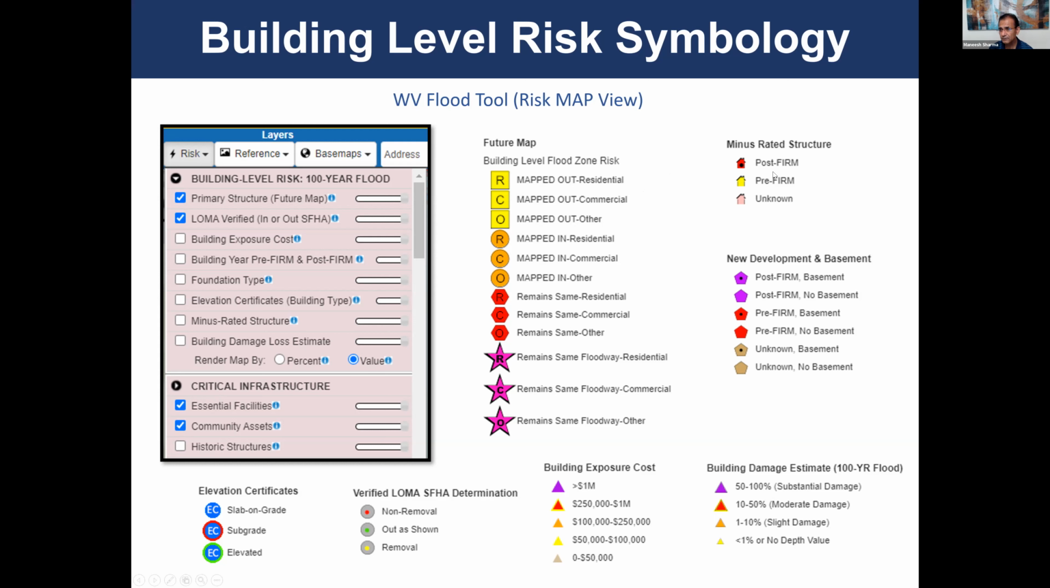We have minus rated structures, which shows whether the structure will get inundated with at least 1 foot or more of floodwater. Then we have the new basement. Everywhere you see, the symbology theme which is following is purple, and then gradually it goes down. So purple means most intense. For the damage estimate, if you see purple color at the bottom here, that means 50 to 100. That means substantial damage has happened. So that's not good.